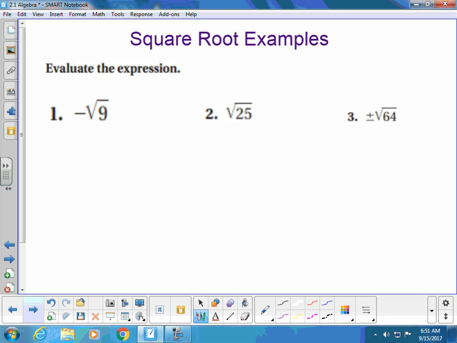All right, are you back to check your answers? The first one will be -3, the second one would be 5, and the third one would be positive or negative 8.